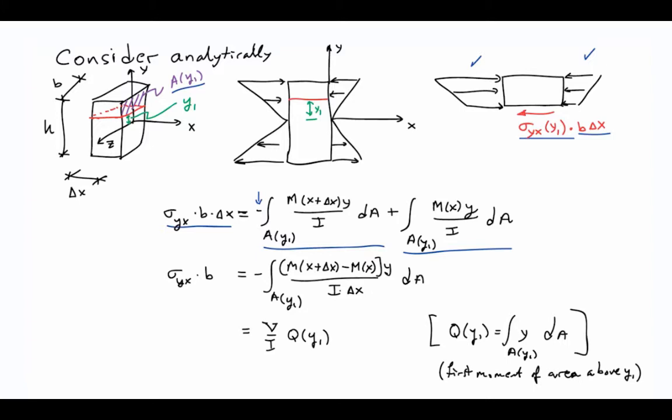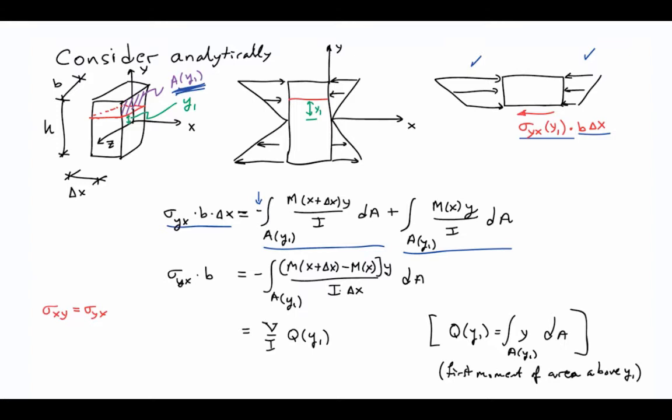So Q of y1 is defined here. It's the first moment of the area above y1. So it's this purple area over here in the first diagram. The integral of y over that area gives me Q of y1. And that gives me the shear stress on the cutting plane, sigma xy, at that location, if I divide through by b.